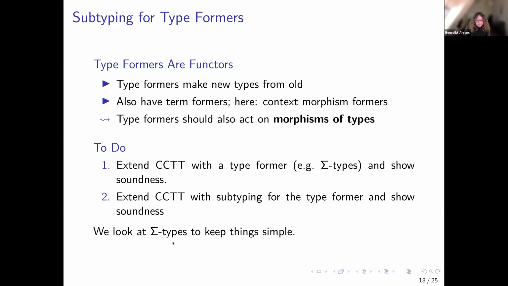I will go through the example of sigma types. I think sigma types are the simplest typeformers. In the paper, you can also see it for pi and identity types. In particular, the identity types get very, very complicated. So it's not very good to do before dinner, maybe.